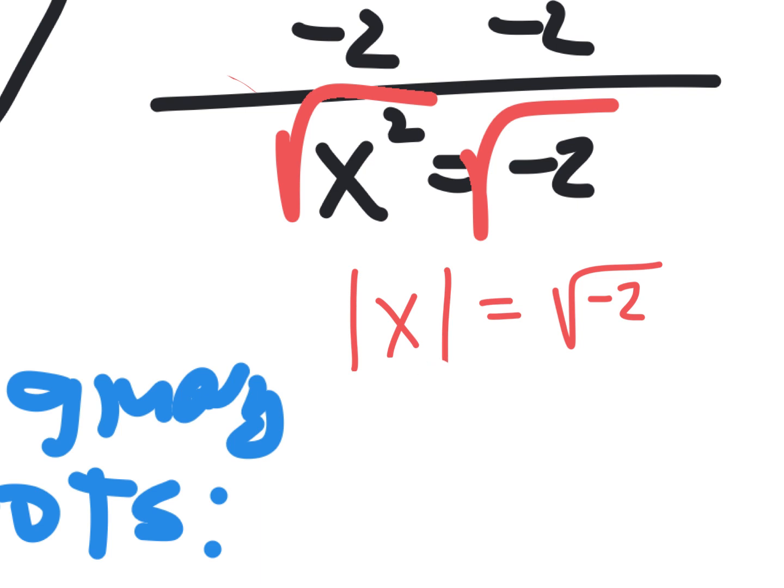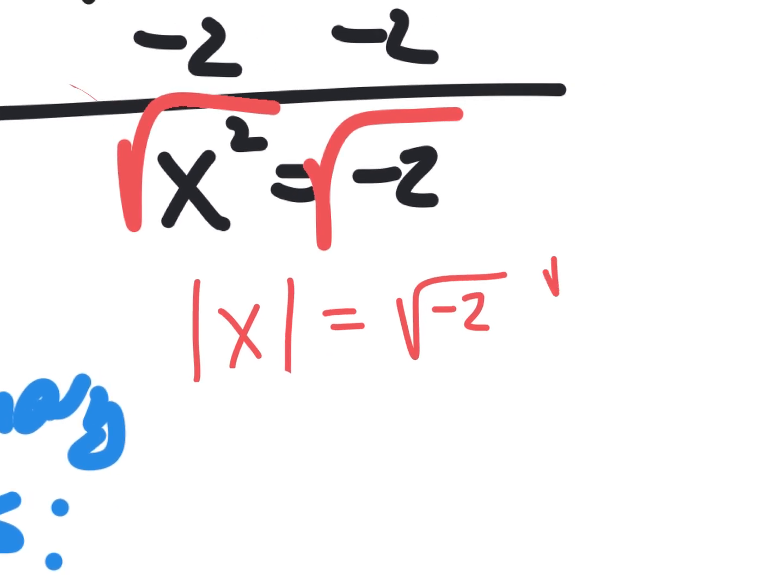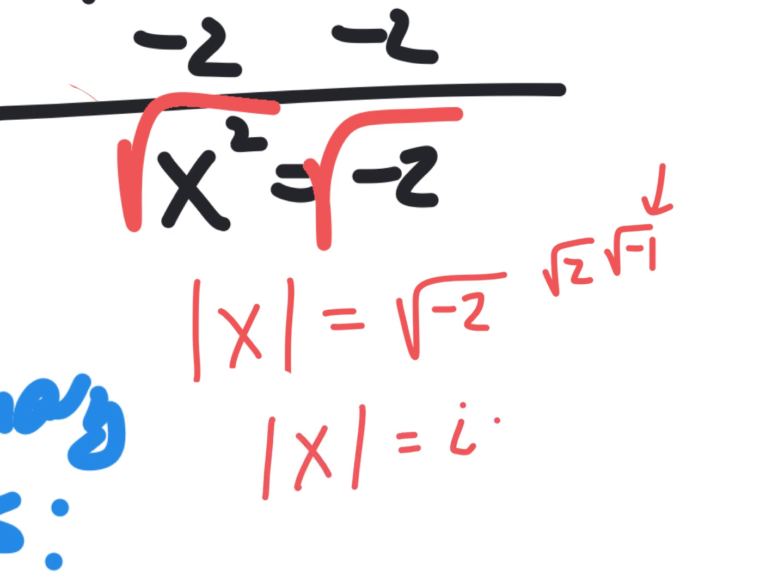And I should get that negative out of there. Do you remember this deal that this is really the square root of 2 times the square root of negative 1, and that's really i? And there's more than one answer. There's 2 answers.